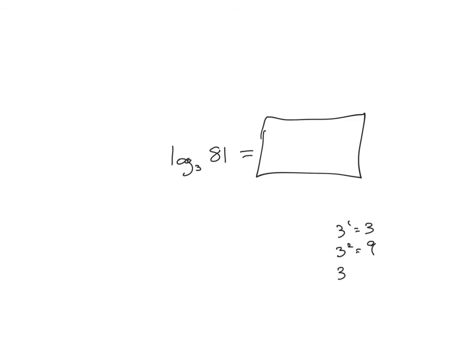All right, let's try another one. Log base 3 of 81. Pause the video and you tell me what you think that answer is going to be. All right, so I know the answer is just going to be 3 to the what gives me 81. Well, I know 3 to the 1 is 3. 3 squared is not 81. 3 to the 3 is not 81. But 3 to the 4 does equal 81. So this answer is 4.